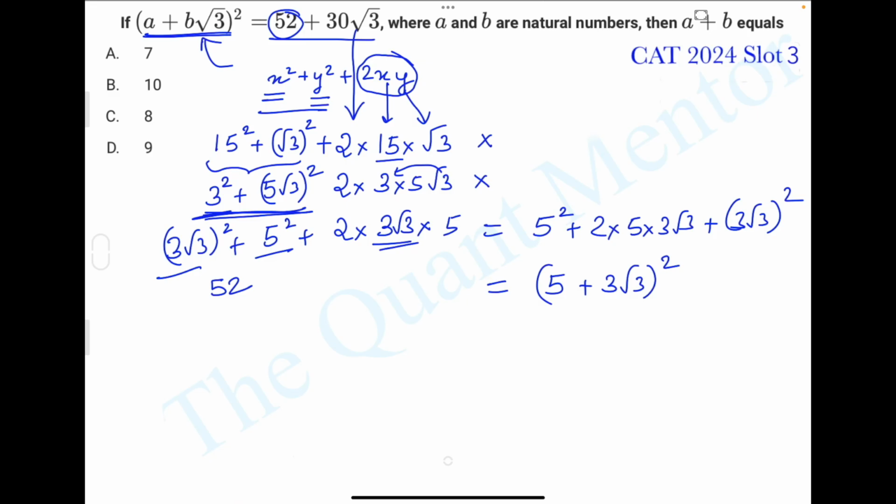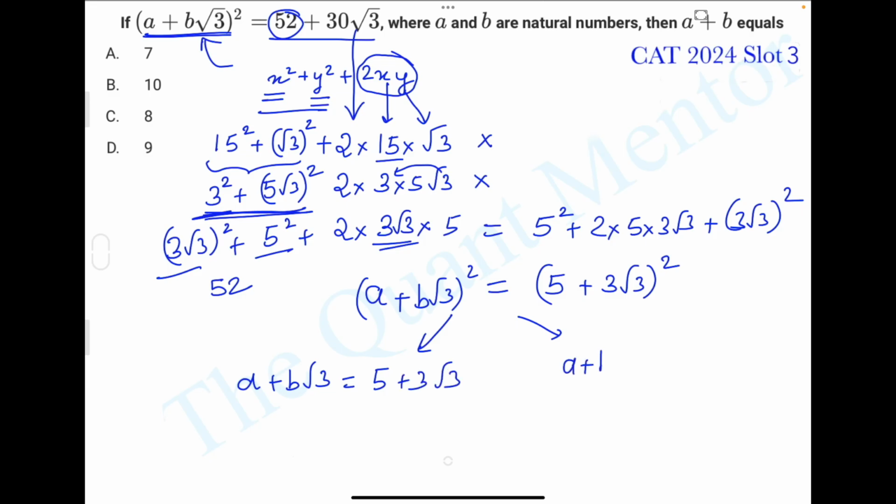So my right hand side is (5 + 3√3)² and the left hand side is (a + b√3)². If I apply square roots on both sides, I get two conditions. I would have a + b√3 directly as 5 + 3√3, or it could be a + b√3 being equal to minus of (5 + 3√3).